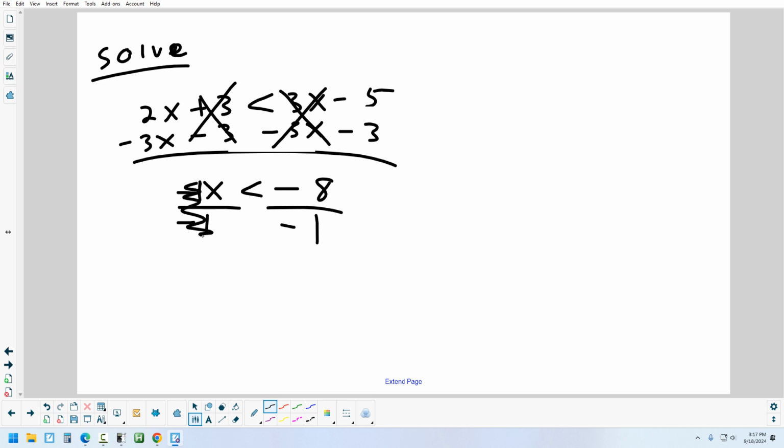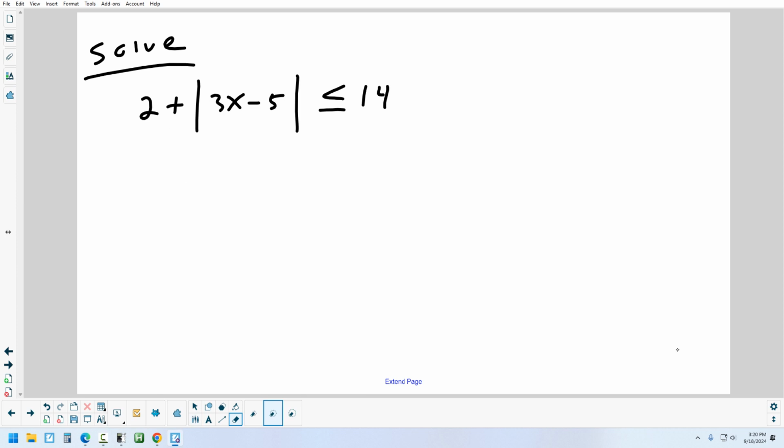Those cancel. And since we divided each side by a negative, what do we have to do? Replace the symbol with a greater than. Yep. So we're going to flip the sign. And Clover, negative 8 divided by negative 1 is 8. Would multiplying each side by negative 1 also work? You could multiply each side by negative 1, yes. Yep, and that would be the same thing.